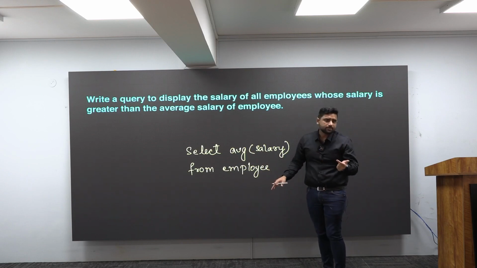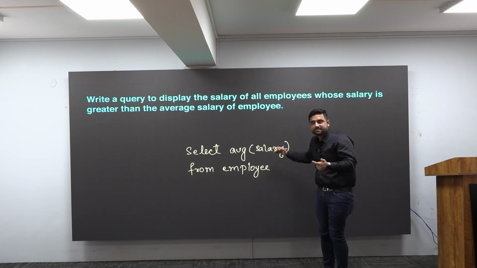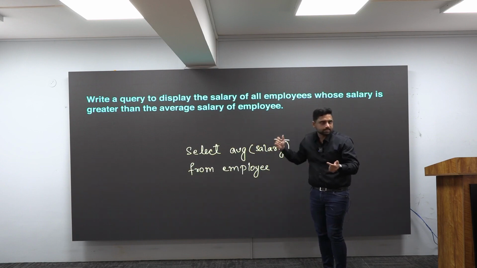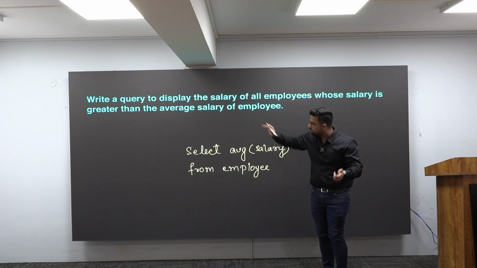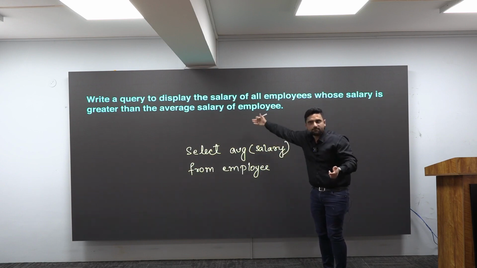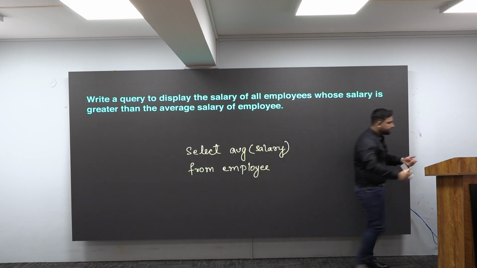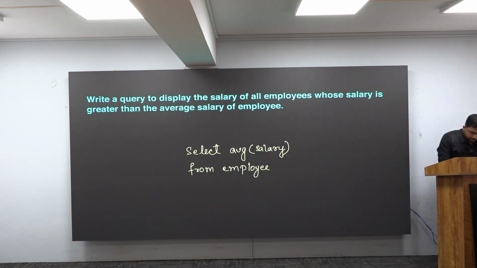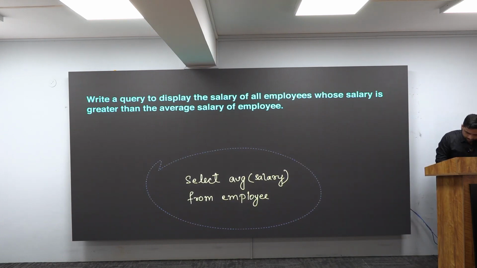After that, what should we do? We should pass the average salary to one more query. That is what we should do. So how can we write one more query? Above this query we can write it. So what will I do? I will write one more query. So select.